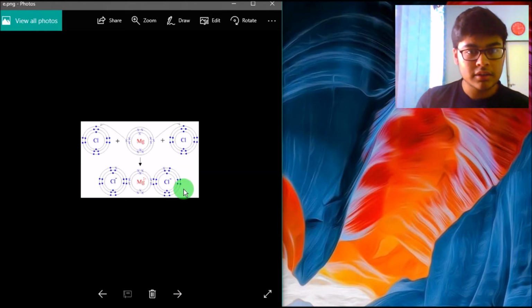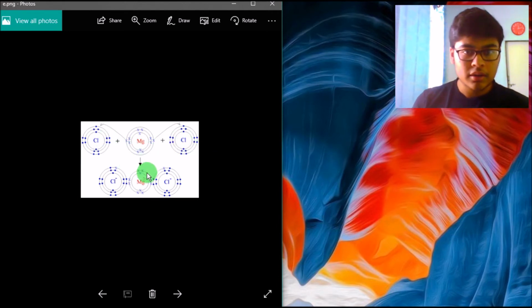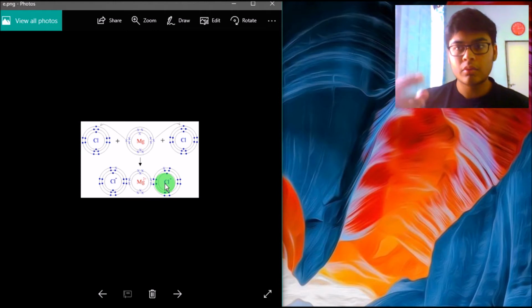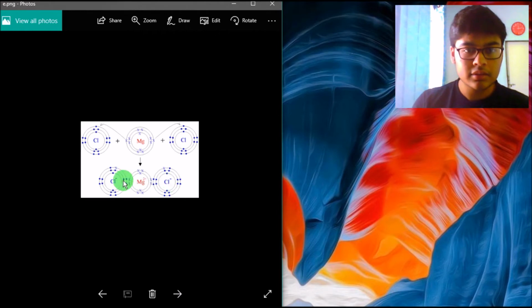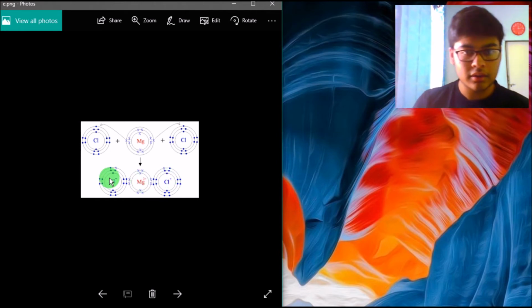Now if you look at some others like magnesium chloride, magnesium has 12 electrons. So it has 2 more electrons than what neon has. So it will give 2 electrons to some other element. We saw that chlorine has 1 vacancy. So 2 chlorine atoms will each take 1 electron from magnesium. Magnesium has 2, so it will give 1 of its electrons to 1 chlorine atom and the other to the other one. That's how they combine.